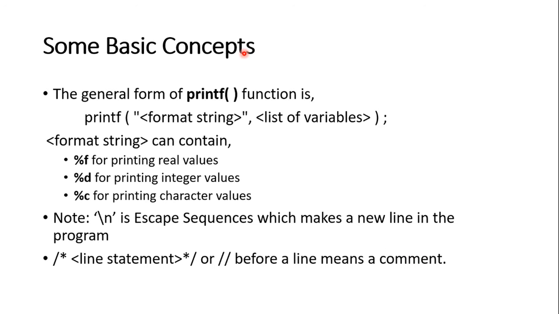Some basic concepts. Again, the general form of the printf function is printf, then the format string, then the list of variables. The format string can contain %f for printing real values, %d for printing integer values, %c for printing character values. For now we have used %d for printing integer values, and today we will use %f for printing real values. \n is an escape sequence which makes a new line in the program. We have already used \n, and today we will see some new things: slash star, the line statement, star slash, or double slash before a line to make it a comment.